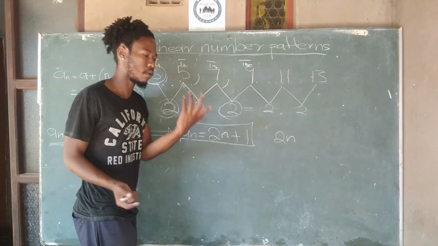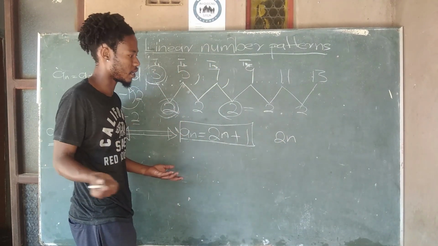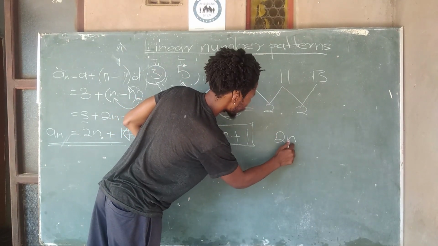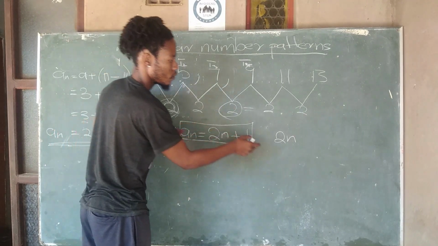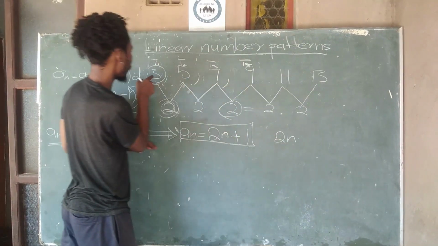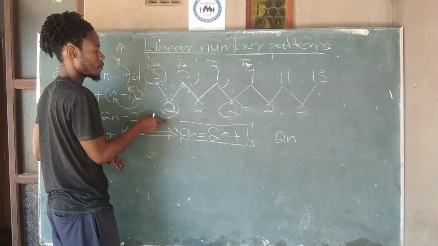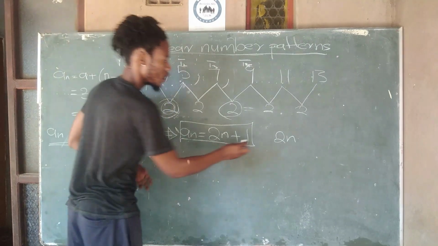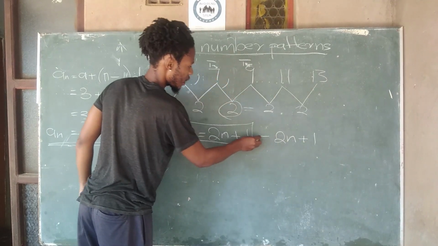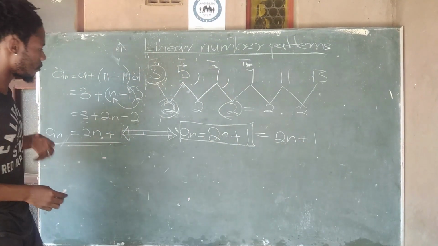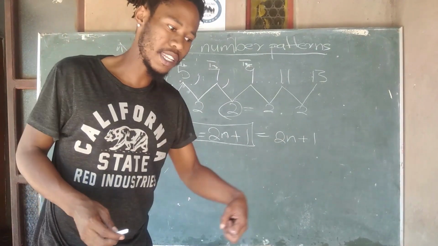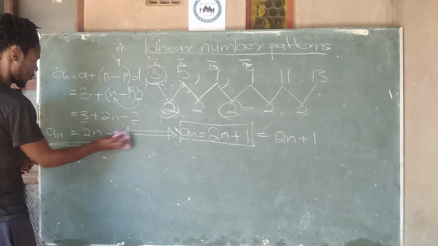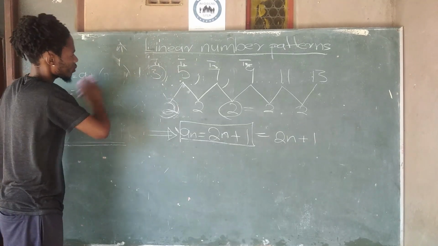N stands for term number 1, number 2, number 3. It doesn't matter which term, but n stands for term. So it's 2 times n because our difference is 2. Then we subtract the common difference from the first term. So it's 3 minus 2, which gives us positive 1. That's how I get my general term when I'm dealing with a linear number pattern, guys. Easy stuff.